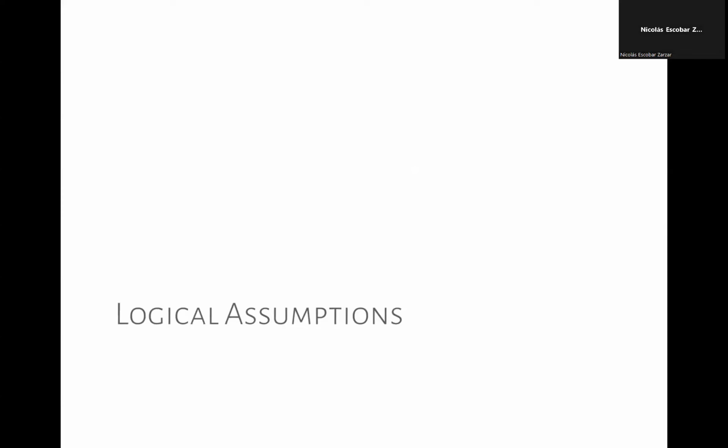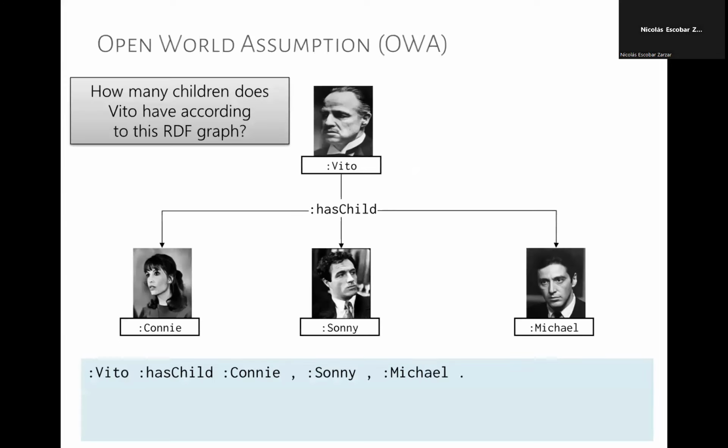Before we start to look at the example, we have to name two main logical assumptions that we have in OWL that we already spoke about briefly. The first is called the open world assumption. If we look at this graph, we can assume this to be an RDF graph, right? Vito has child Connie, Vito has child Sonny, Vito has child Michael. 3 triples, yep. So according to this graph, how many children does Vito have, would you say? So the obvious answer is 3. Do we know that? What assumptions are we making if we say 3? The data is complete. Yeah, exactly.